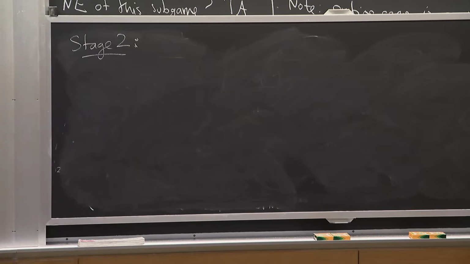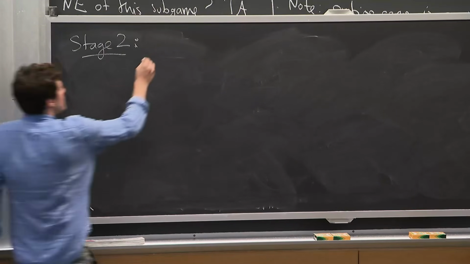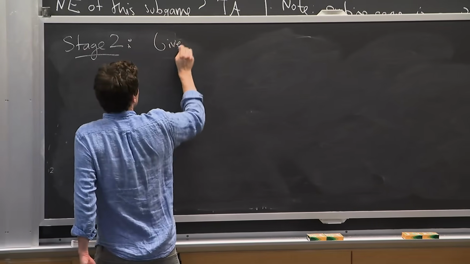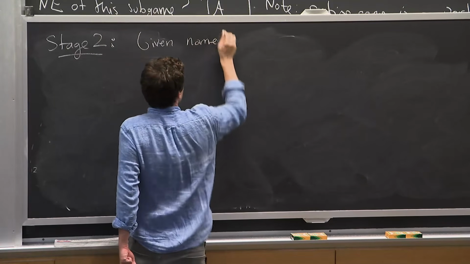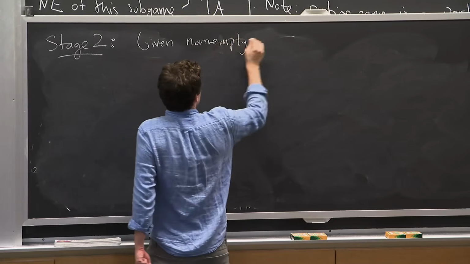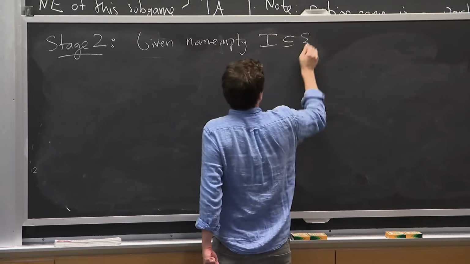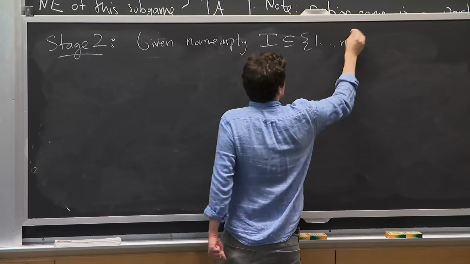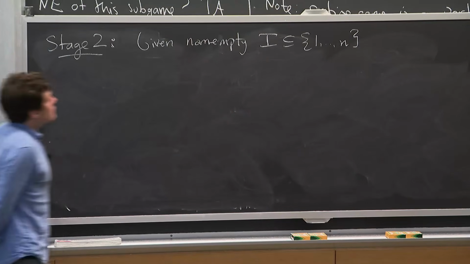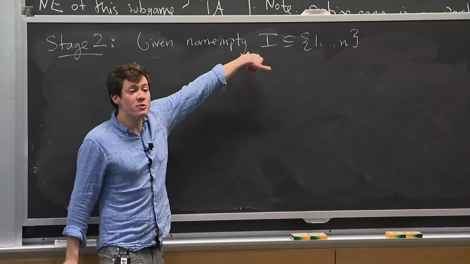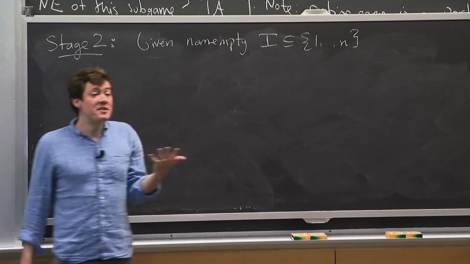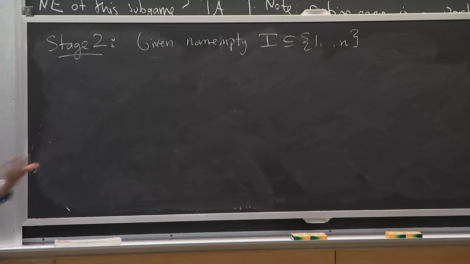And suppose that the set of firms that has entered is I. So let's say we're given a non-empty subset I. So I'm saying, suppose we're at the contingency where this is the set of firms who've entered. That defines a subgame. And now I need to try to solve for a Nash equilibrium of this subgame.